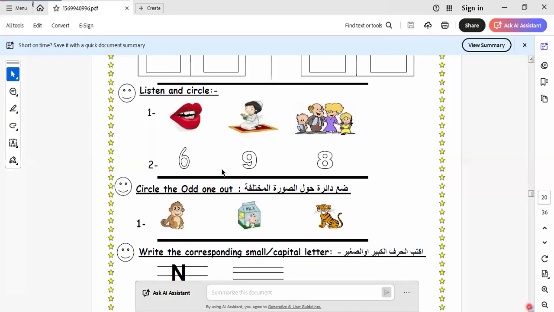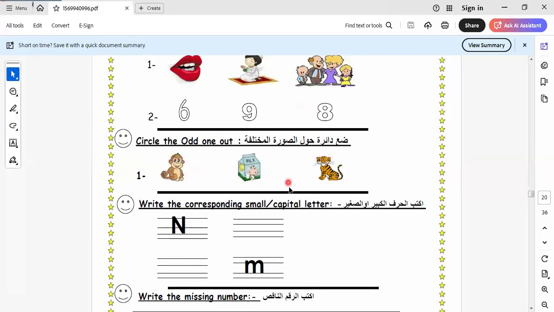Here we have pictures, and we have to find the different one. The different picture here will be milk, because monkey is an animal and tiger is an animal. Here is the lowercase, or uppercase and lowercase, capital letter and small letter, as we know. Here is uppercase letter N, and lowercase is n. Here would be M, capital M and small m.